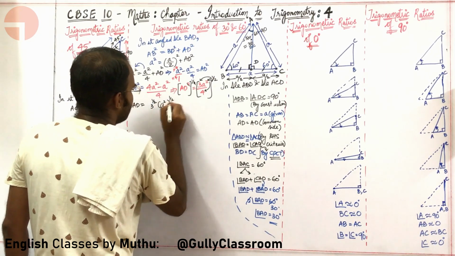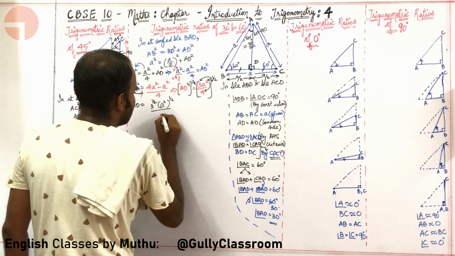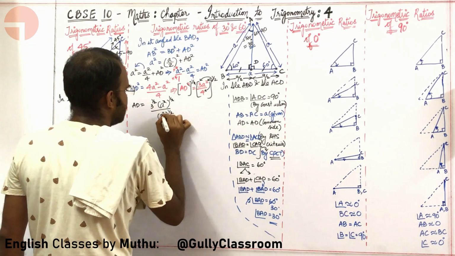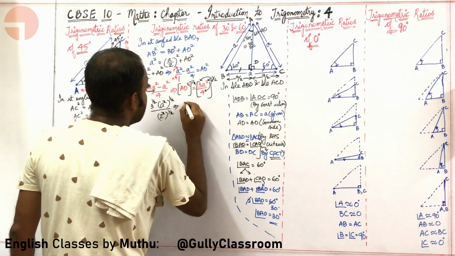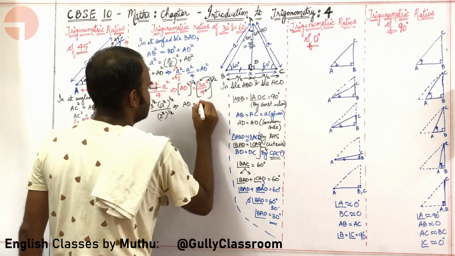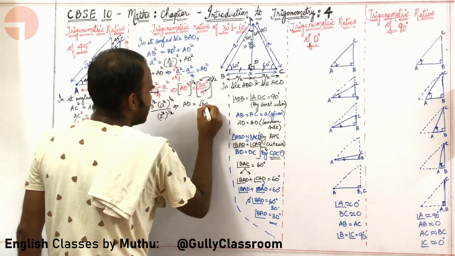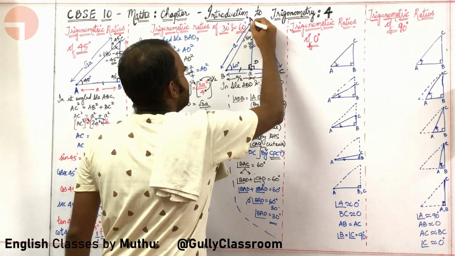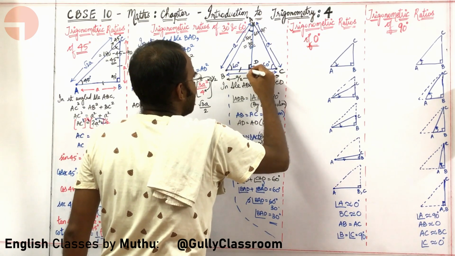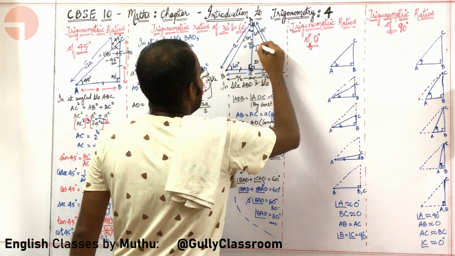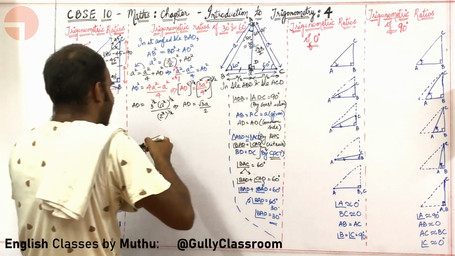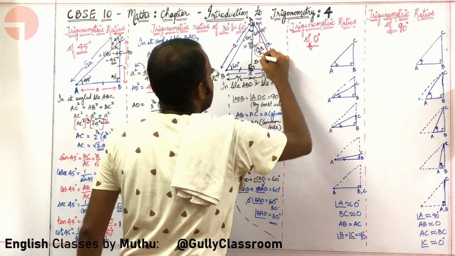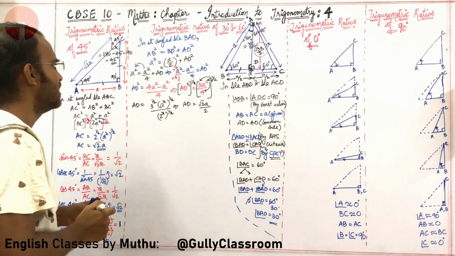A square power of half, divided by 4. 4 can be written as 2 square, 2 square power of half. This half, this 2 and this 2 will get cancelled. So what is the value of AD? AD is going to be 3 power of half, which is nothing but root 3. Here I am going to have A, here I am going to have 2. The value of AD is nothing but root 3A divided by 2.